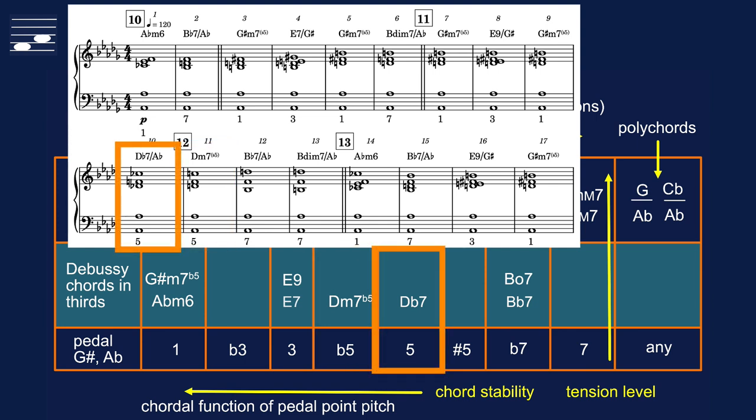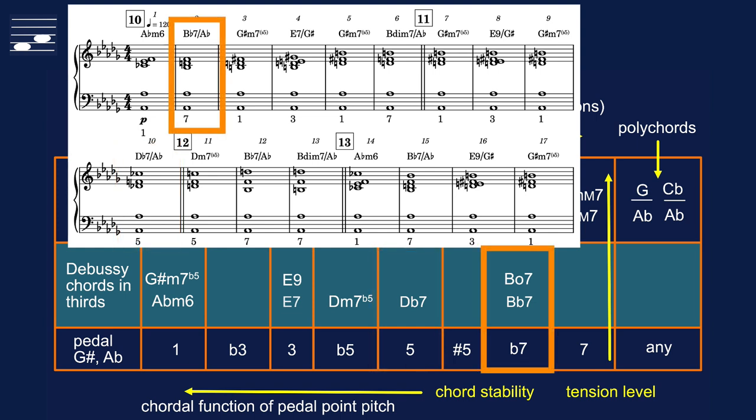Or it is the perfect 5th in the D-flat dominant 7 chord. Finally, it may be the minor 7th in the third inversion B-flat dominant 7 chord. Or the diminished 7th in the B diminished 7th chord in third inversion.